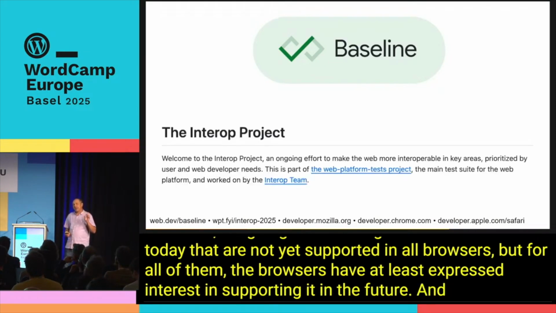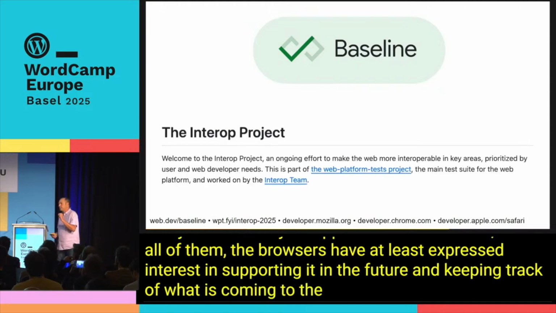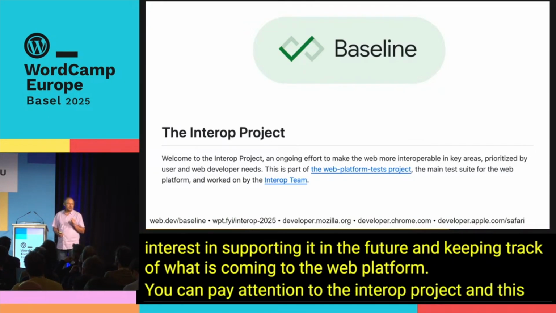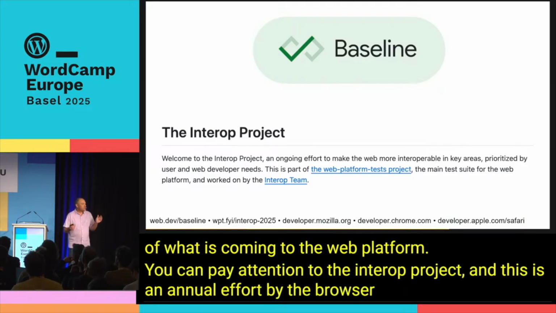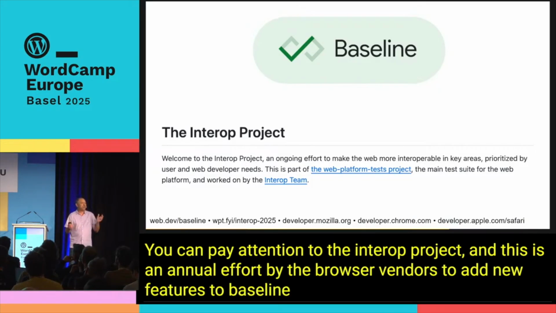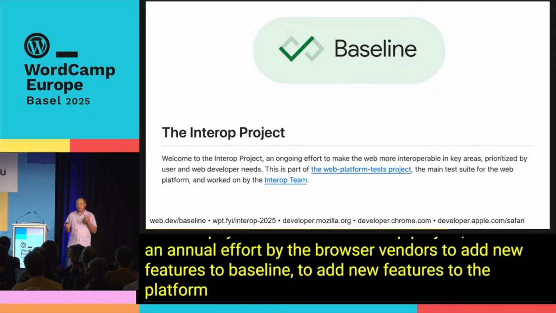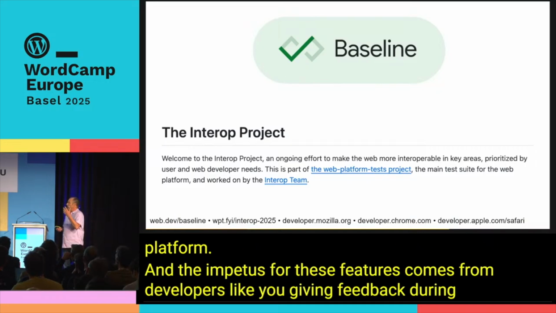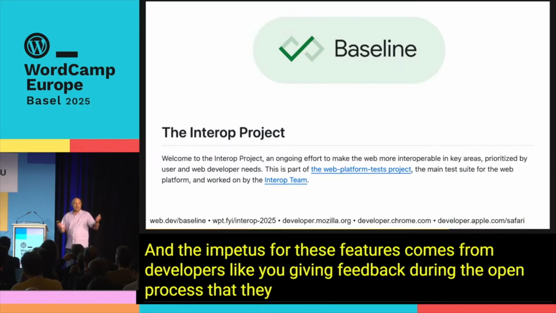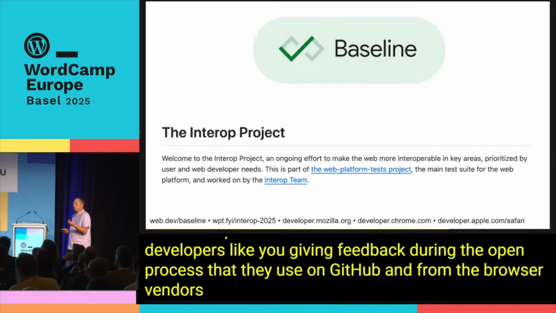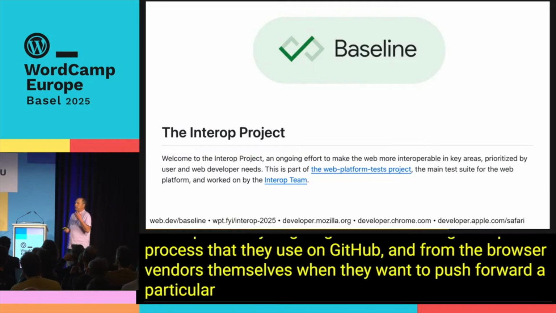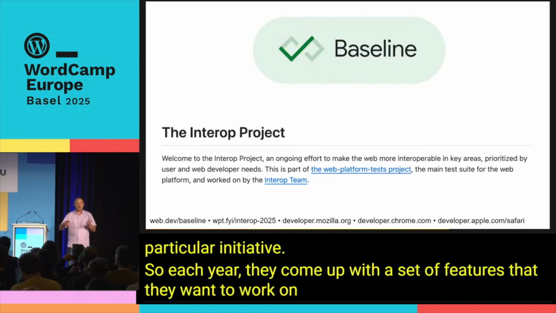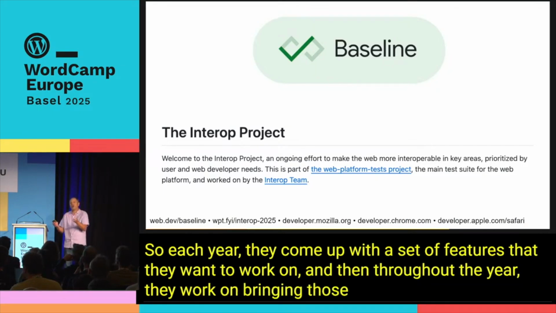And to keep track of what is coming to the web platform, you can pay attention to the Interop project. This is an annual effort by the browser vendors to add new features to Baseline, to add new features to the platform. And the impetus for these features comes from developers like you giving feedback during the open process that they use on GitHub, and from the browser vendors themselves when they want to push forward a particular initiative. So each year they come up with a set of features that they want to work on, and then throughout the year they work on bringing those features to all of the browsers.